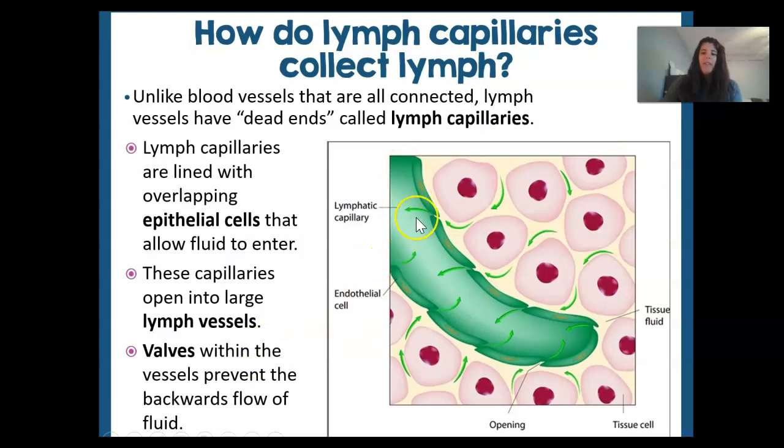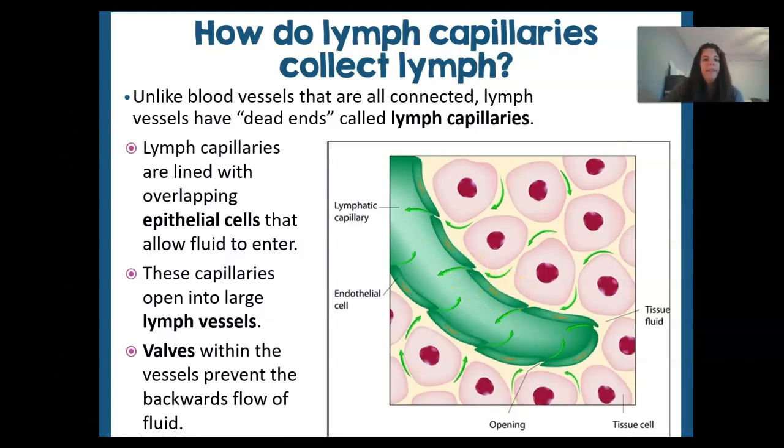There are valves located in this vessel. It's not really pictured on this diagram, but you could draw one in if you wanted to. Valves within the vessels help prevent the backflow of fluid. We want fluid to be moving in one direction, just like within our circulatory system. We want everything moving in one direction, and the lymph in our lymph vessels is the same.